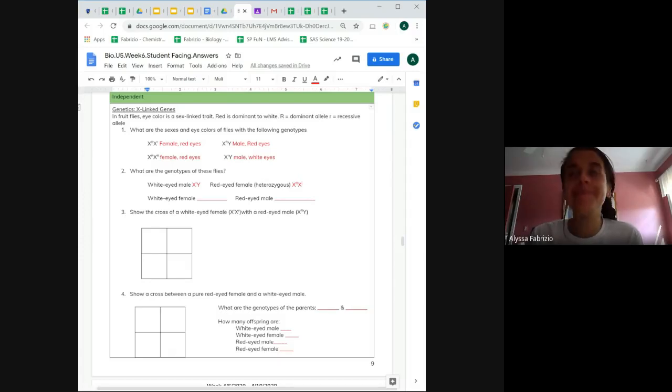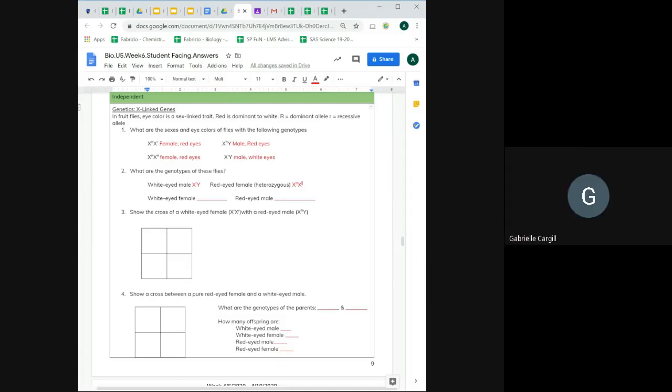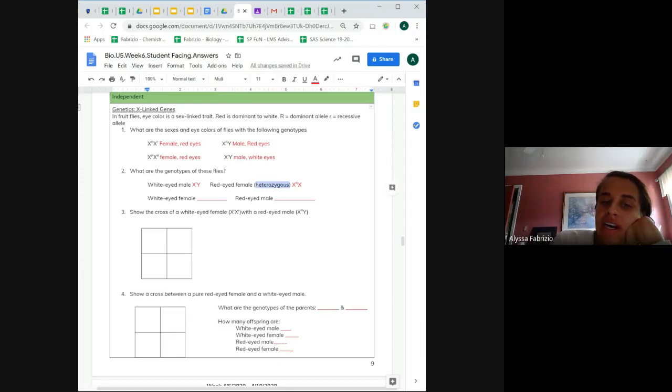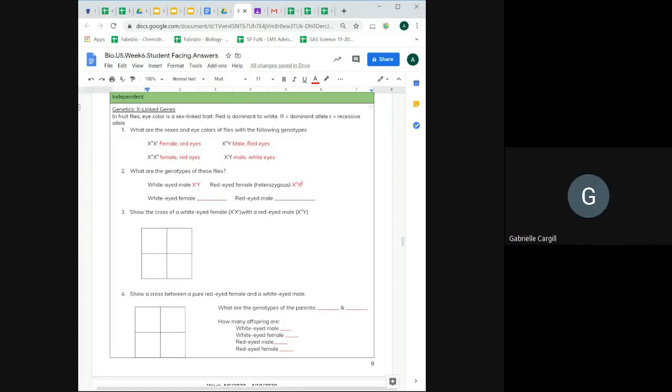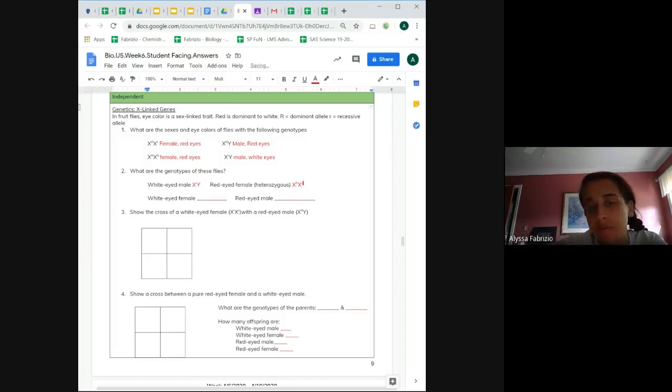What does heterozygous mean? Heterozygous, remember, means that they have two different copies of the allele. So they have one dominant and one recessive. So if we already have one dominant copy, what does this next one have to be? Lowercase. Very good. So they have one uppercase R representing our dominant allele and one lowercase representing our recessive. Very good. So what about a white-eyed female?